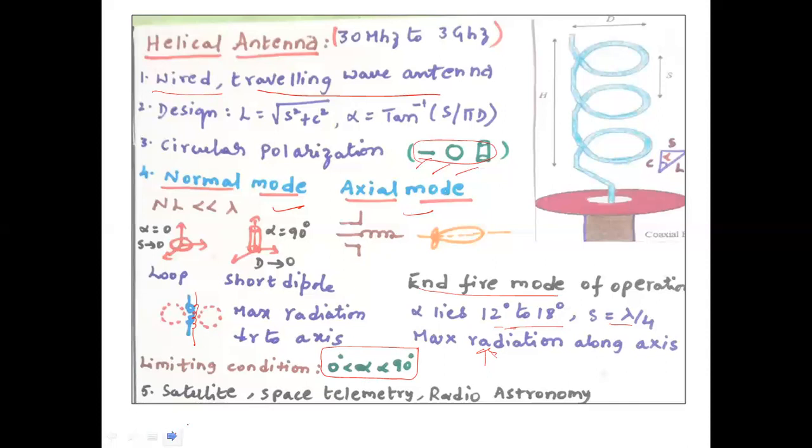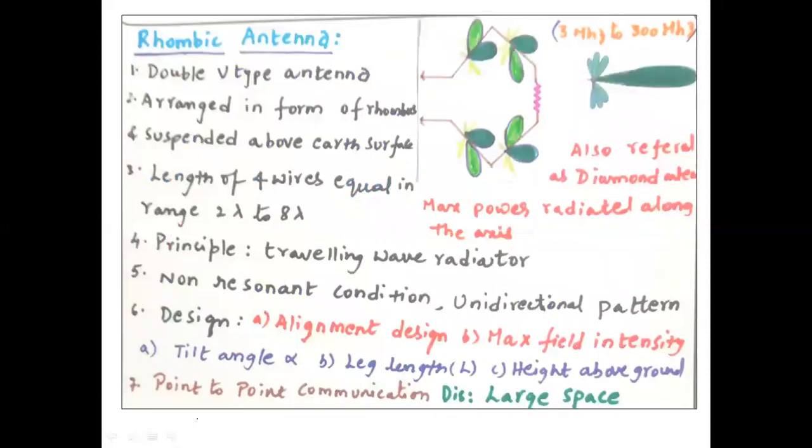Now we will move to the next antenna. Right, next one is the rhombic antenna. Actually the rhombic antenna is a very old antenna. But at that time when they were using the rhombic antenna, it occupied very, very large spaces. That's why they used this type of antenna very sparingly. Anyhow, we'll discuss some of the important points regarding this one. This antenna is also called a double V-type antenna or diamond antenna. You can see the shape of this antenna. It is like a double V, right?